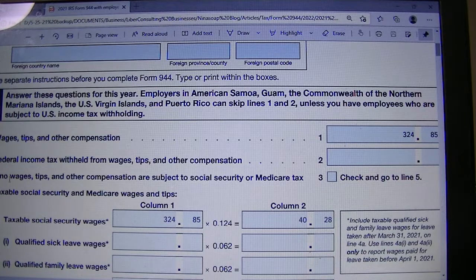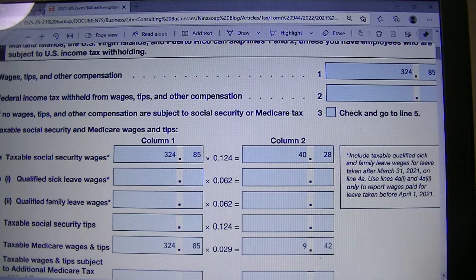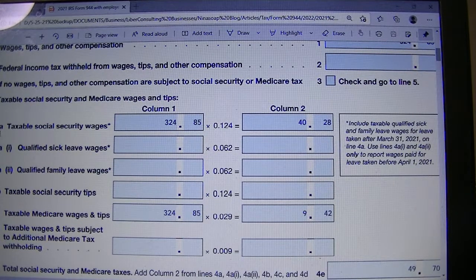Line 3: if no wages, tips, or other compensation are subject to Social Security or Medicaid tax, check the box and go to line 5. It does not apply to us. Since we collected salaries, we will have to withhold Social Security and Medicaid tax as well. Line 4a, column 1 is the wages that the tax will be paid on. It's the same as line 1 in our case, and there are exceptions.